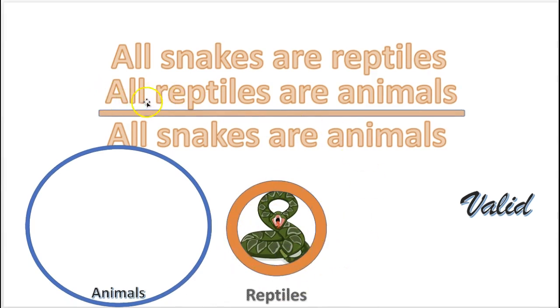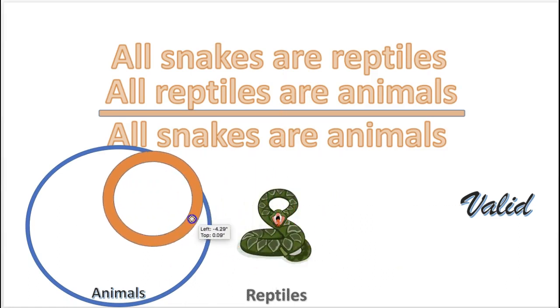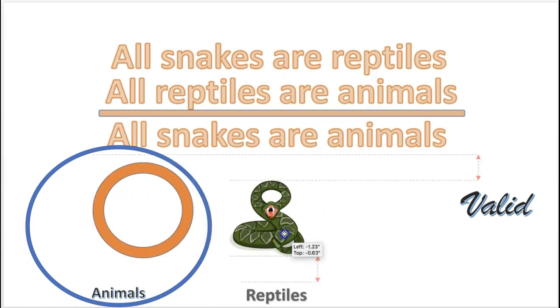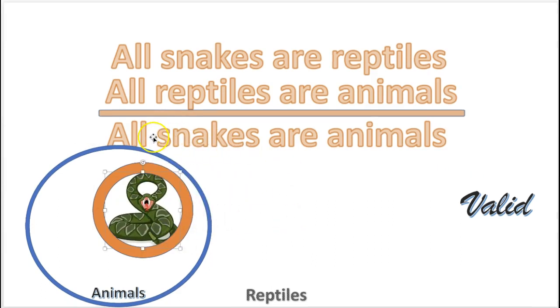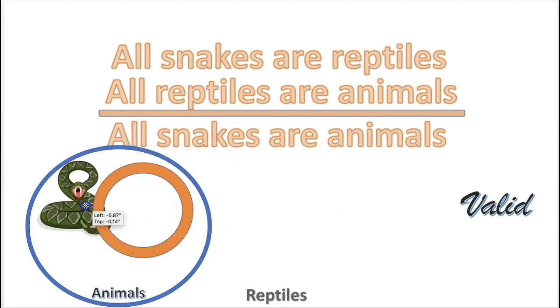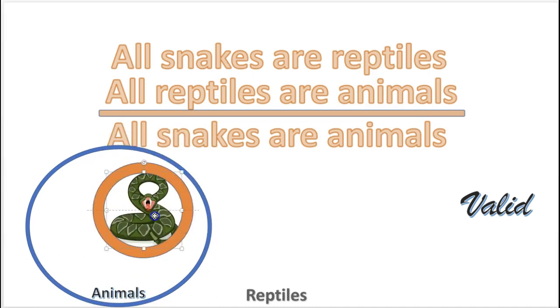Next premise, all reptiles are animals. So all things that are animals are in this circle. So a reptile, according to this premise, is an animal. All snakes are reptiles, and all reptiles are animals. So you put all the reptiles in the animal circle, and we already know that according to the premise, all snakes are reptiles. So now the conclusion says all snakes are animals. Are all the snakes in the animal circle? Yes, because they're also in the reptile circle, which is in the animal circle. So this is how the premises support the conclusion.